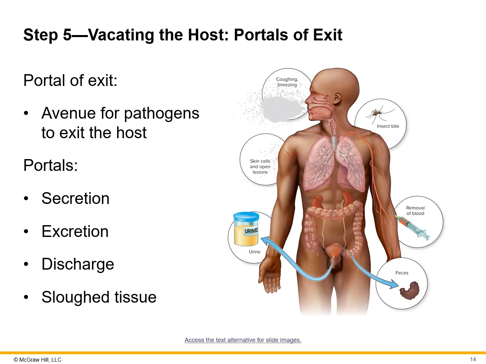All right, so our last step of causing an infection is getting out. Now that they've gotten in, how do they get out? Our portals of exit, this is just how they get out. It's similar to how they get in, but secretion, so even sweating, or through an opening, they're excreted through urine or feces. A discharge, think about mucus and a lot of phlegm whenever we have a cold, or sloughing off of tissues.